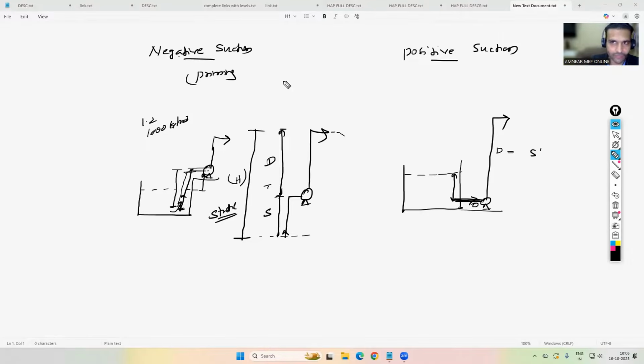Negative suction, we have to do priming. Positive suction, always the water is there in the inlet side of the water pump. We don't want to consider the priming. And also in negative suction, you need to consider the suction head, and in positive suction, it is not mandatory.